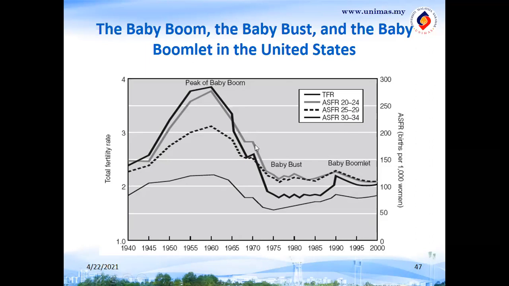So this one here, the darker line is the net impact of all these three age-specific groups combined together. All right, so that's just to explain the graph to you, and what happened. The baby boom, the baby bust. Baby bust is when suddenly you have very few babies born. That's the period called baby bust.